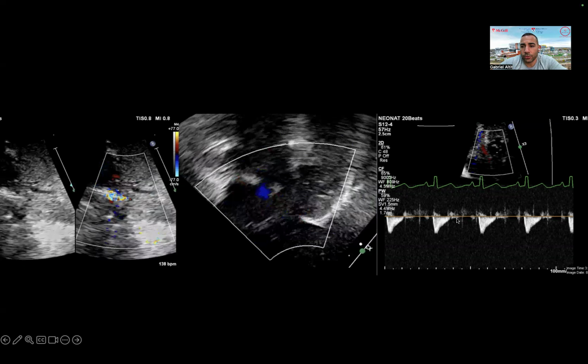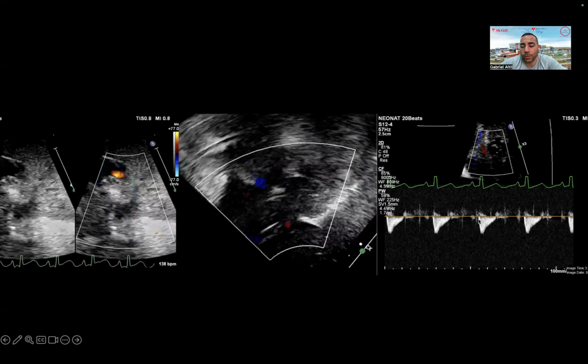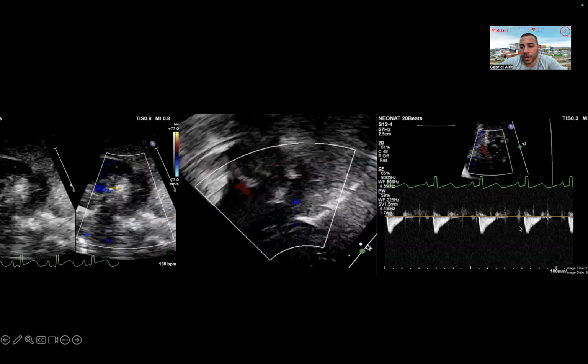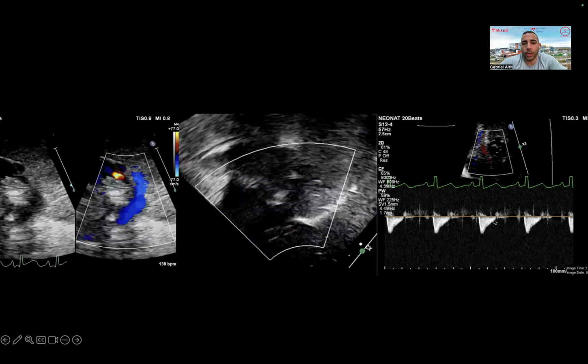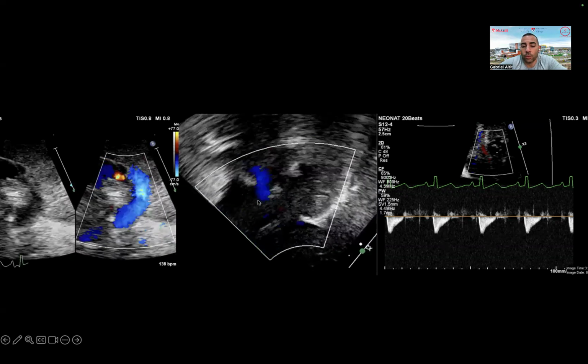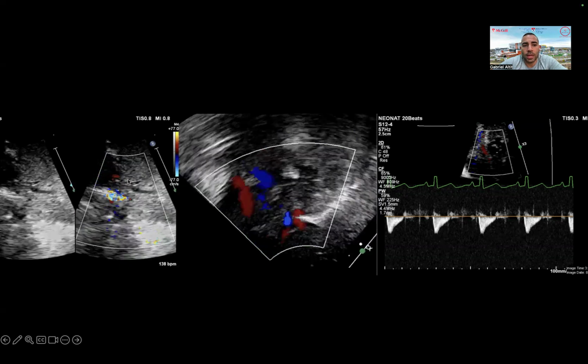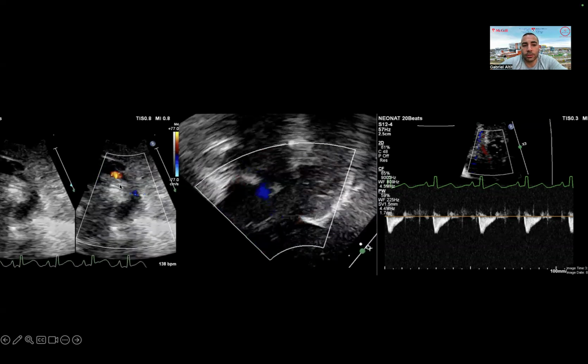This is the RV outflow tract where you can see here the Doppler, which is extremely tiny and outlining that there was almost no RV output. And then this patient had right to left shunting at the atrial level and left to right shunting at the ductal level.